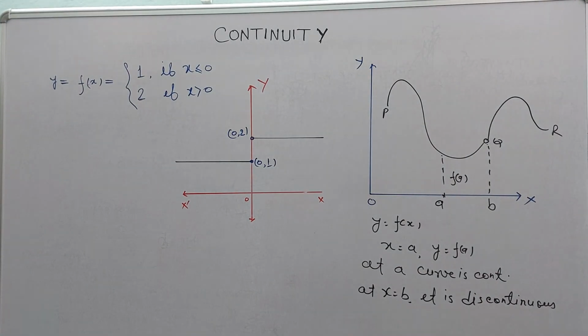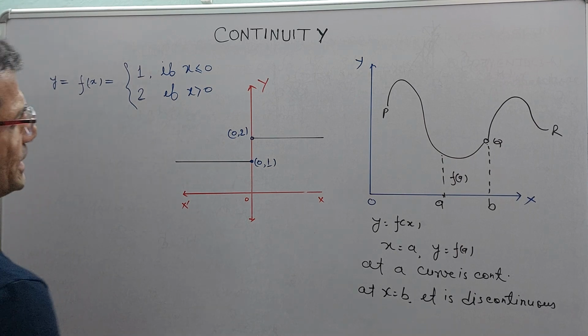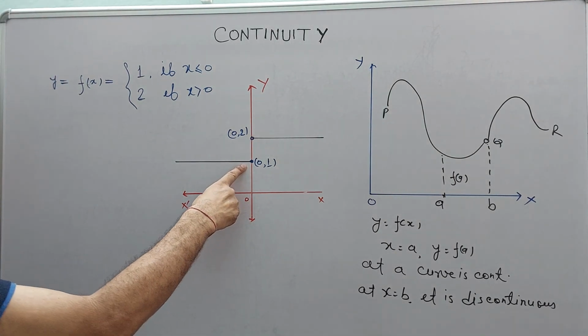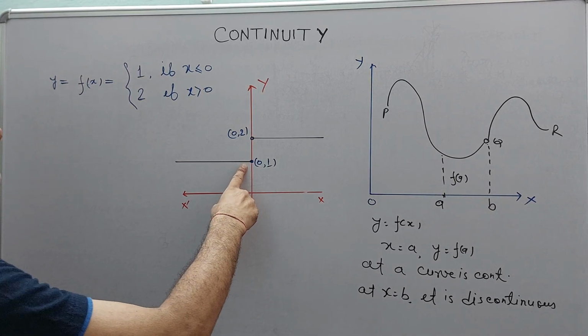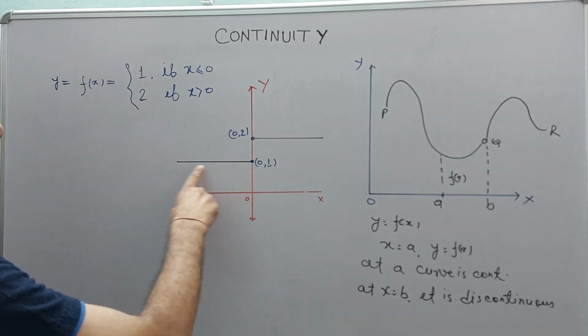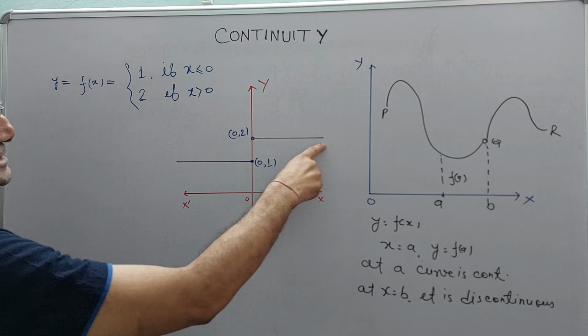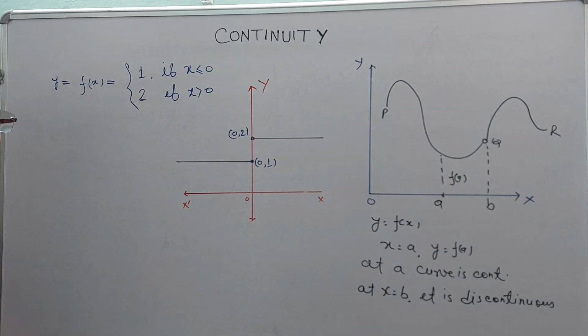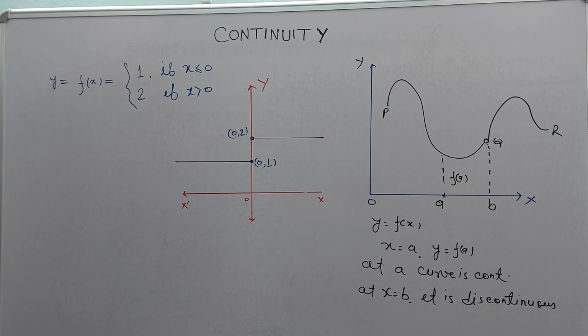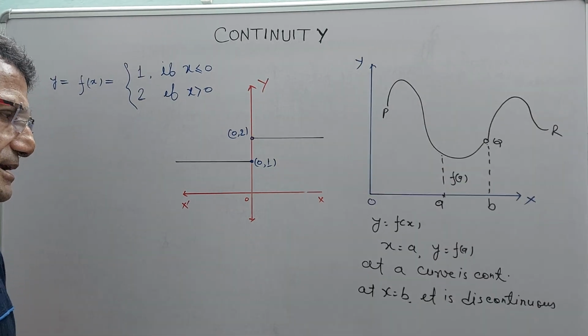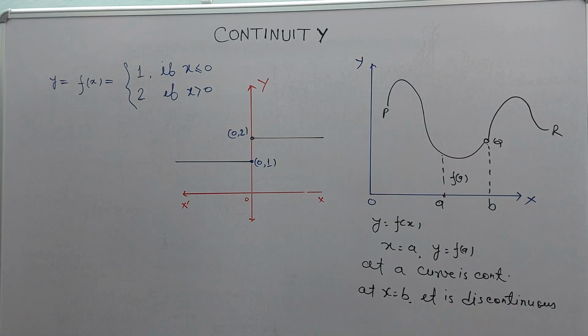Now if I approach 0, at the point of 0 it seems that the curve is discontinuous, because this is one curve and this is another curve, so it is definitely discontinuous, not continuous. So we have to prove it mathematically, using limits.